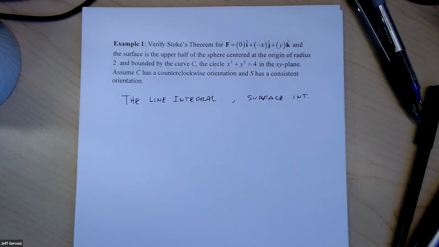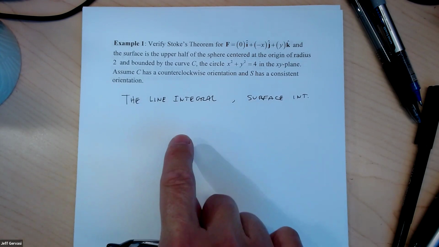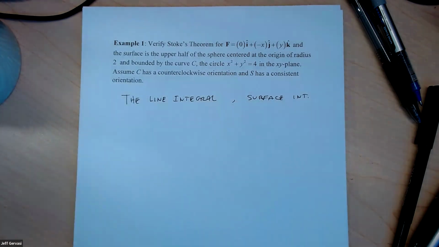Verify Stokes' theorem for the vector field given, and the surface is the upper half of the sphere centered at the origin of radius 2 and bounded by the curve C, which is the circle x squared plus y squared equals 4 in the xy plane. Assume C has a counterclockwise orientation and S has a consistent orientation. I made a little note to myself here, everybody. When we say verify Stokes' theorem, what that means is they want us to evaluate both sides and show that both sides are equivalent.